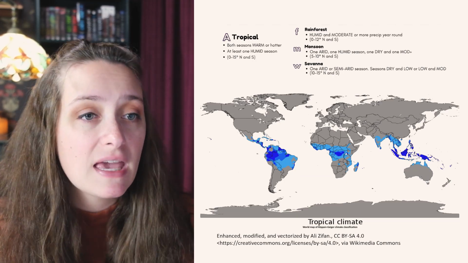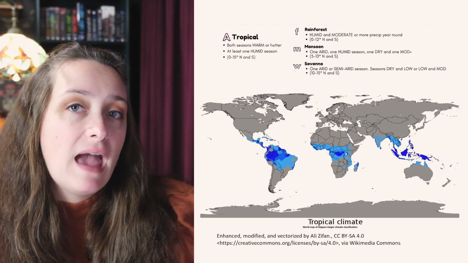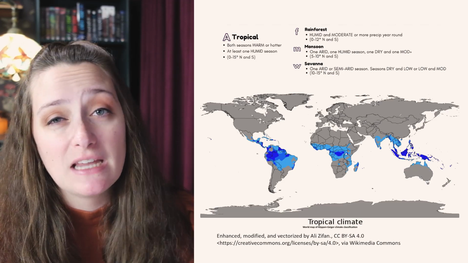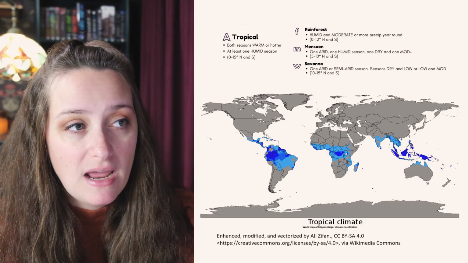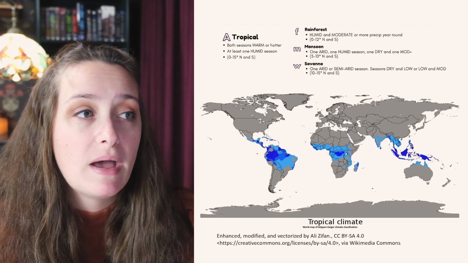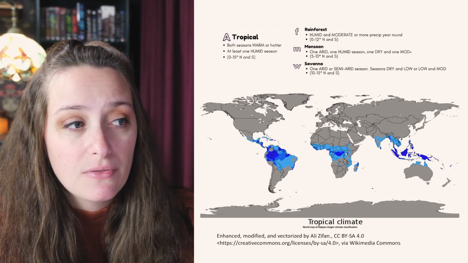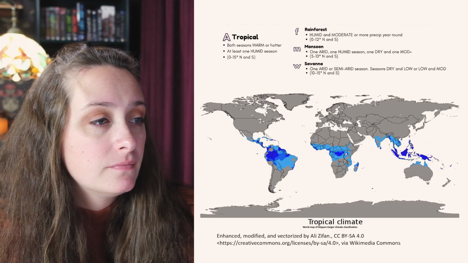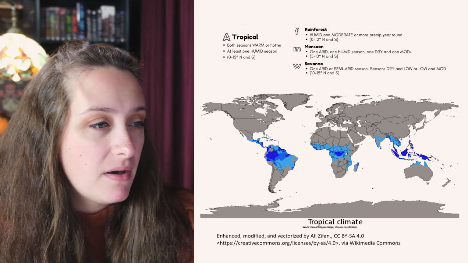AW, tropical savanna, has the largest temperature range and less overall precipitation than the other two tropical climate classifications. It has a longer dry season, and typically this will be on the edge of the tropics next to AM and then BSH and CW, which we'll get to. But we're classifying this as one arid or semi-arid season, and then seasons have to be dry and low or low and moderate. And you normally see these between 10 and 15 degrees north and south. And I think you can sort of see this on the map of Earth.